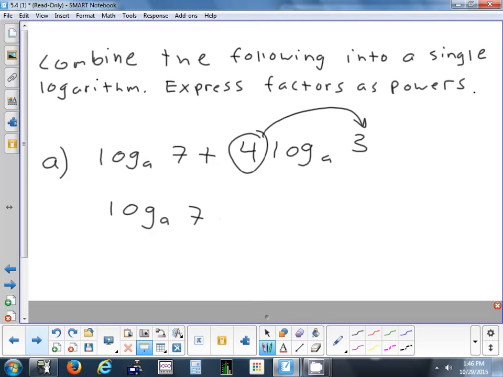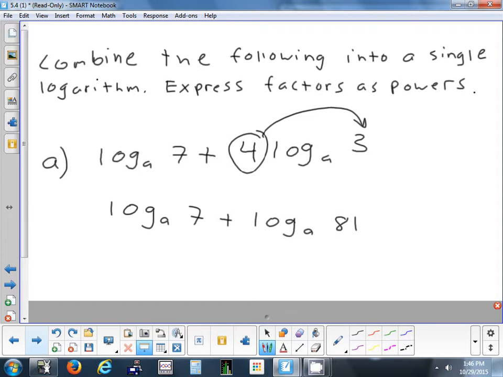Log base A of 7 plus, what would my argument be? Oh, sorry, 3 to the 4th. Instead of leaving it as 3 to the 4th, just simplify it. 3 to the 4th power is 81. Okay. What if we don't simplify? Then it won't be fully done. Yeah, you got to simplify it as much as you can.